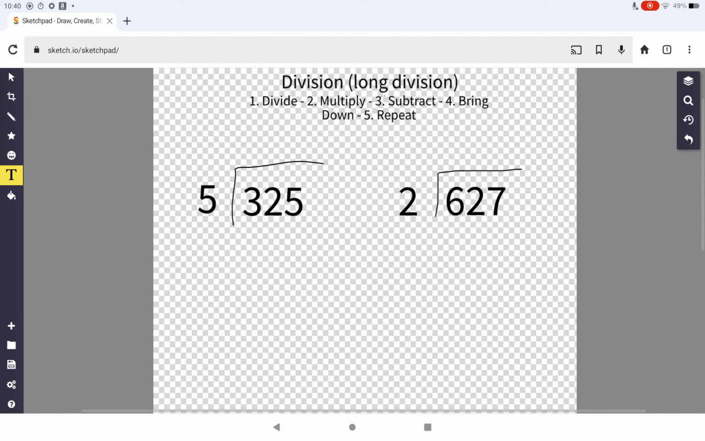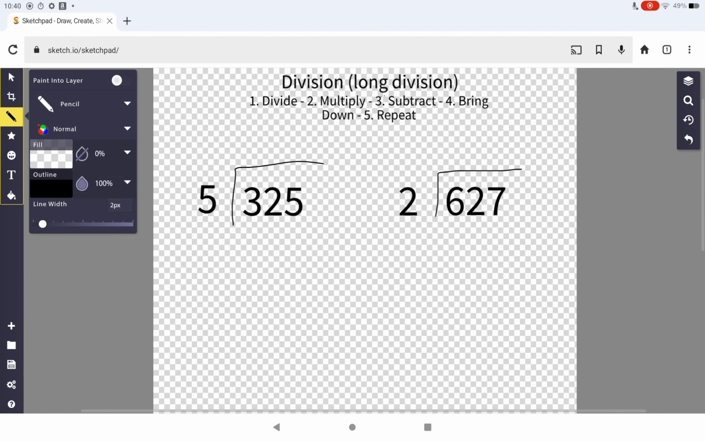So we have 2 examples: 325 divided by 5 and 627 divided by 2. These 2 examples are different because with long division you can sometimes get a remainder, which I'll show you in the 2 examples. Let's go ahead and start.